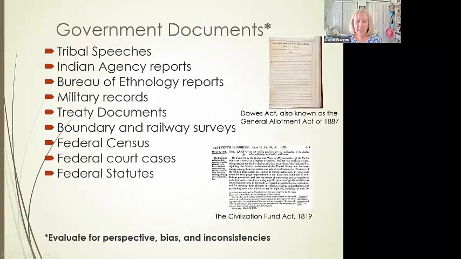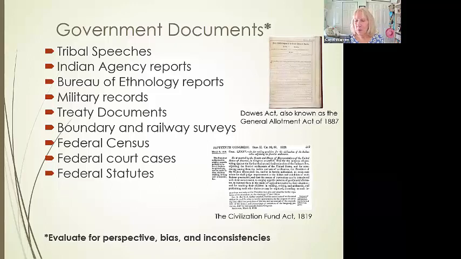There we go. Lastly, we have government documents. There are several types of government records that give information on Indigenous groups. I mentioned the Bureau of Ethnology reports. Also, boundary surveys have some information. Indian agency reports could give you perhaps some tribal speeches, and federal statutes. But notice the asterisk, they all need careful evaluation because they are government documents.